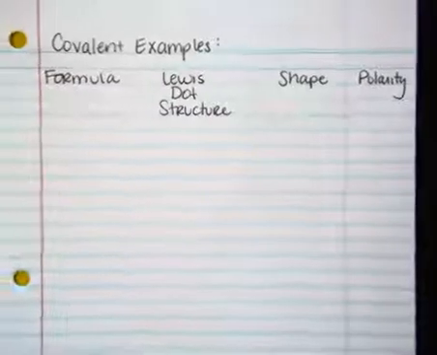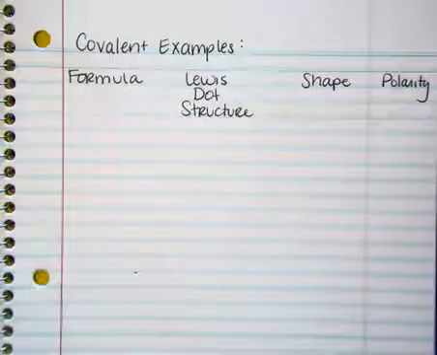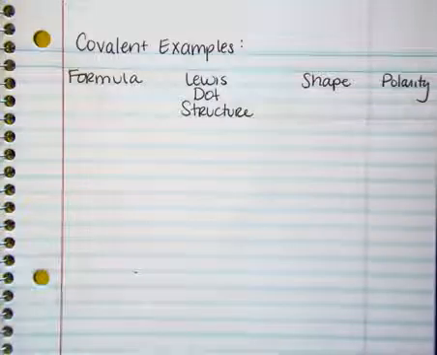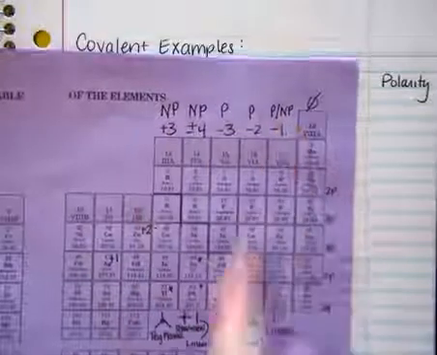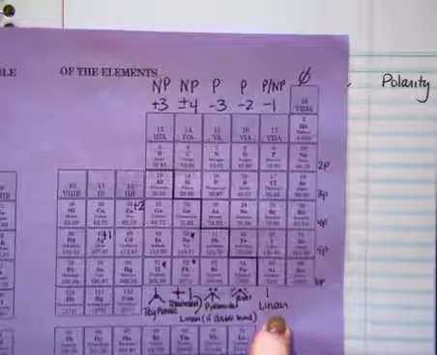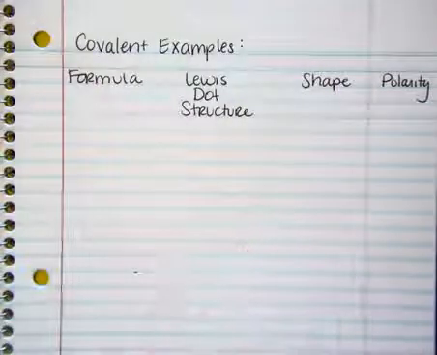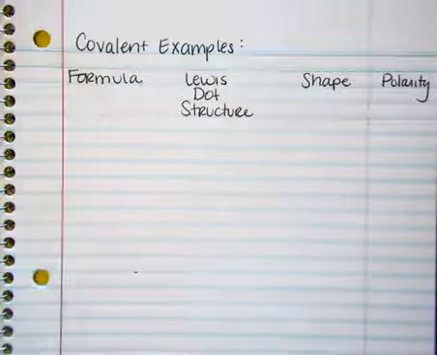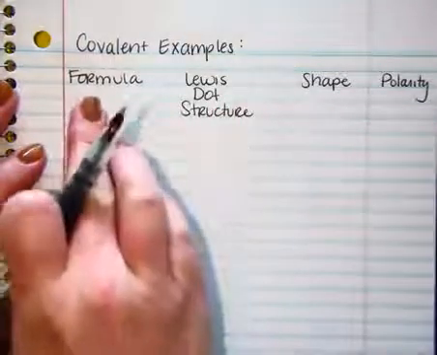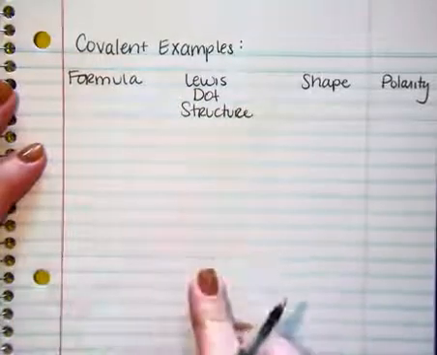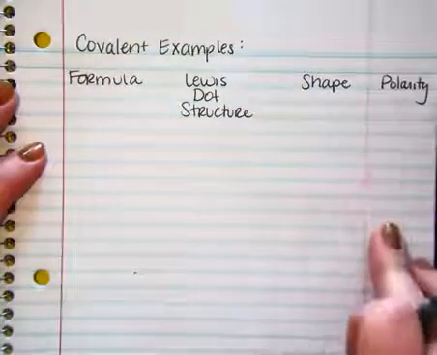Okay, so in our last video, we got some basic information about covalent bonding and the general trends as far as the polarity and the types of the shapes. And so what we're going to do in this video is we're going to look at some specific examples of what these are and how to draw them. So I've set up a chart here where we're going to look at the formula, the Lewis dot structure, the shape structure, and the polarity.